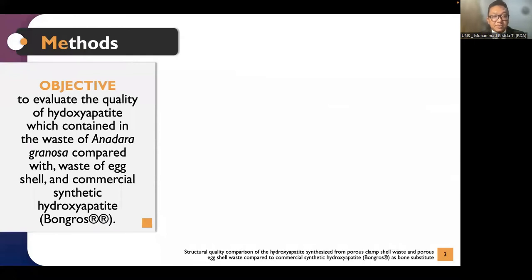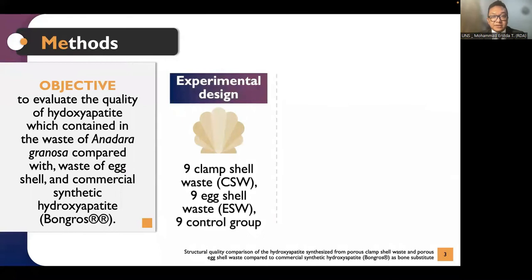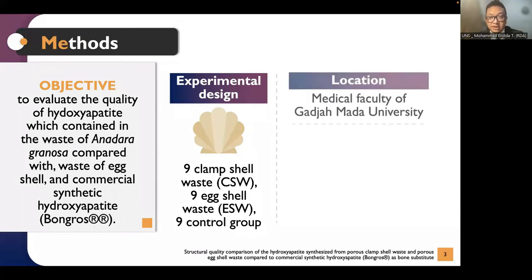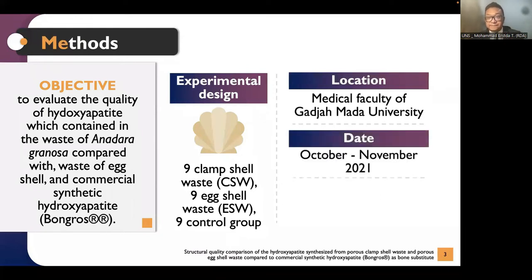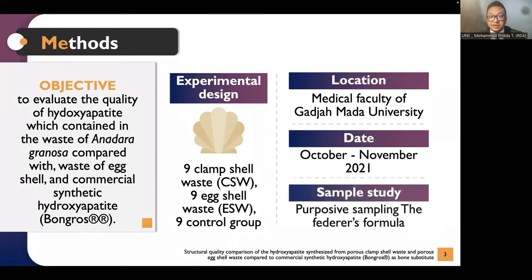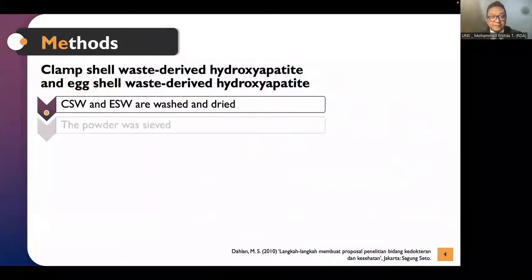which is Pongros. For the experiment, the groups are clam shell waste (CSW) and egg shell waste (ESW), and the control group is Pongros. The location is the Medical Faculty of Gadjah Mada University, from October until November 2021. For the sample, we used purposive sampling with Federer's formula.